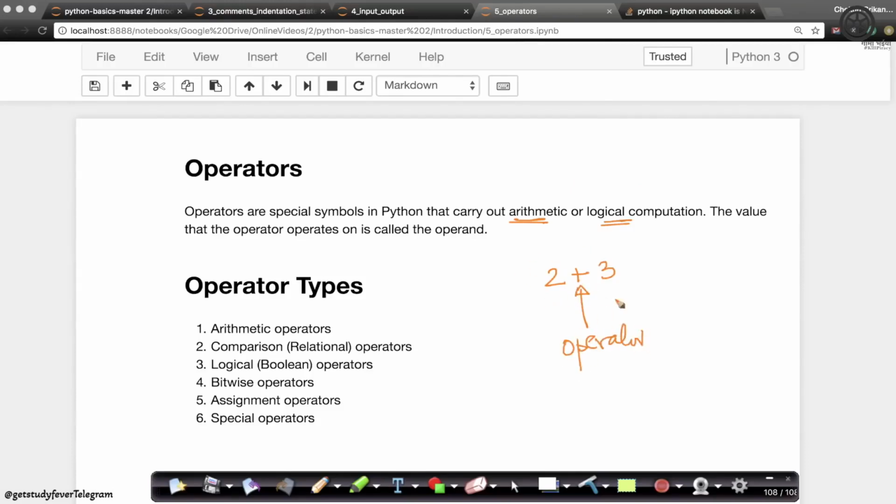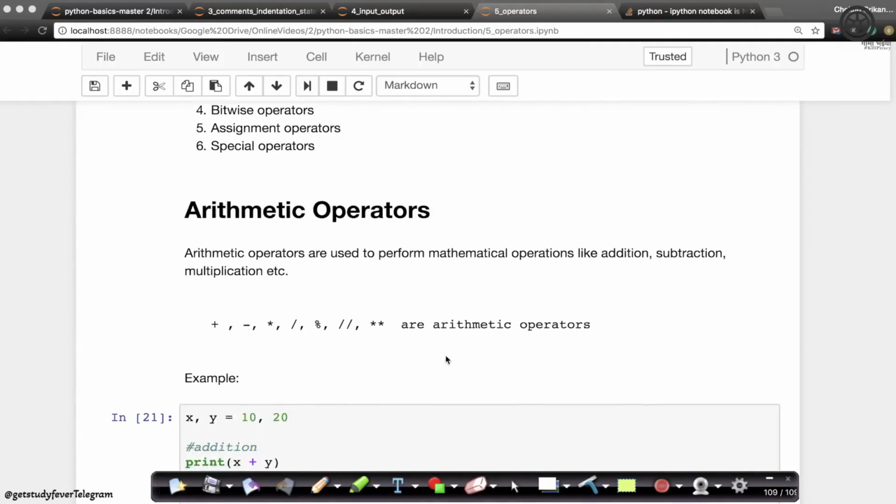And the operator is operating on 2 and 3, right? So these are called operands. This is called an operator, and both 2 and 3 are called operands. Just to get the terminology here. Okay, having said that, let's go and look at a bunch of examples.